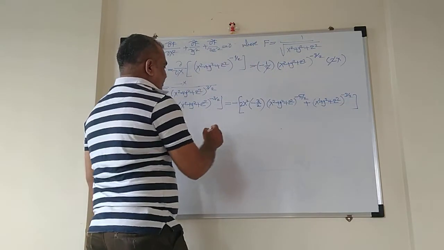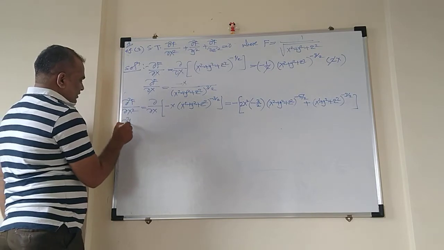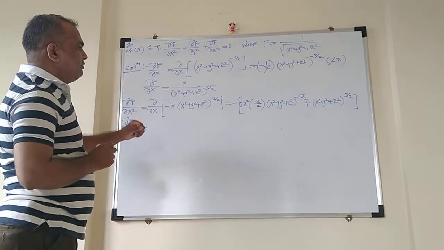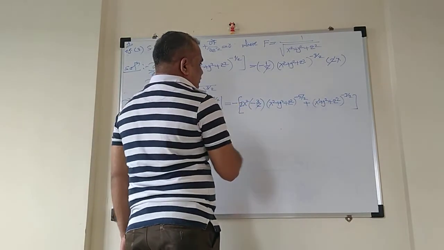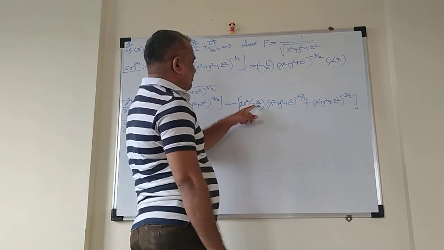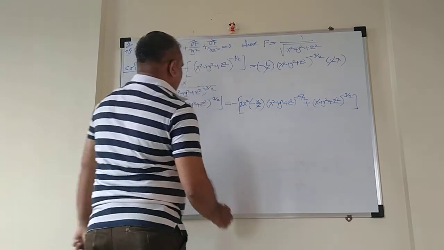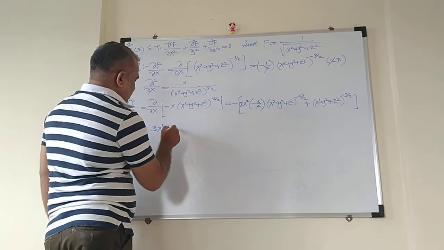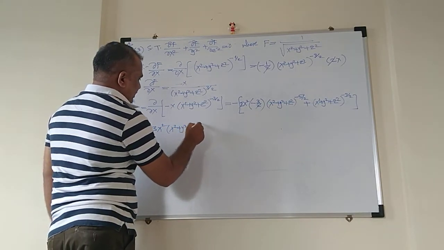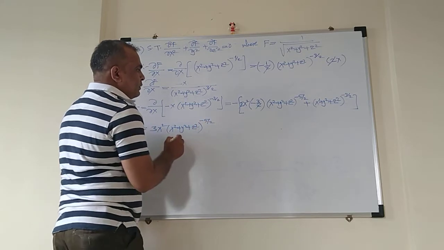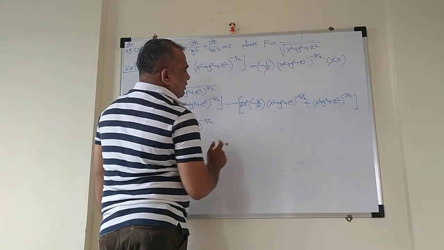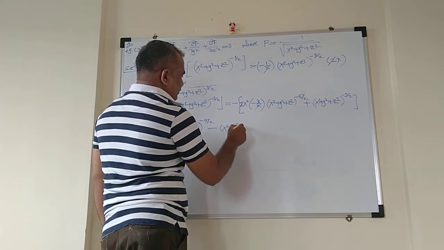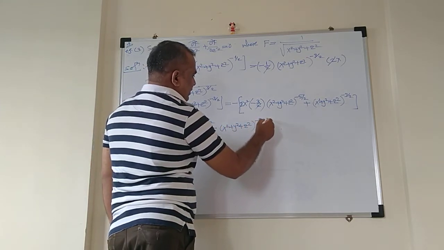Fine. So if you simplify this, you will get the second order partial derivative of the function, dou 2f by dou x square, and this is equal to: this 2 gets cancelled with this 2 and the negative sign becomes plus 3x square into x square plus y square plus z square raised to power minus 5 by 2, and this negative sign, once it goes inside the bracket, will be a negative into x square plus y square plus z square raised to power minus 3 by 2.